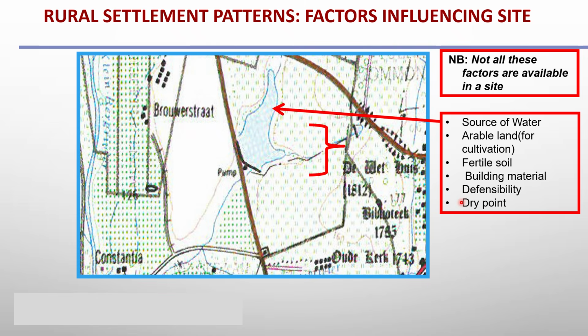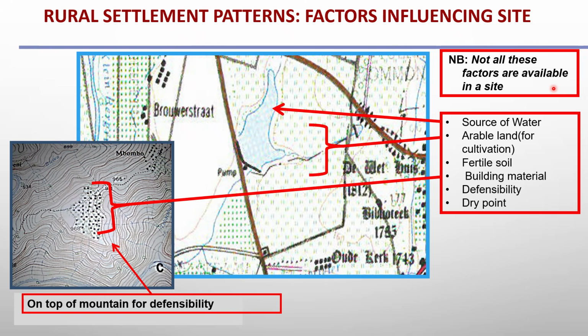Now, for this one, the settlement is here. Why? Because there's a source of water. You can see here there's a perennial river, so people put the farm here to be closer to a water source. Another reason here is the arable land. How do you know that the land can be used for cultivation? You can see there's cultivated land, shown by these two green lines. It shows that the land is arable and can be used for cultivation. Hence, you see cultivated land all over.